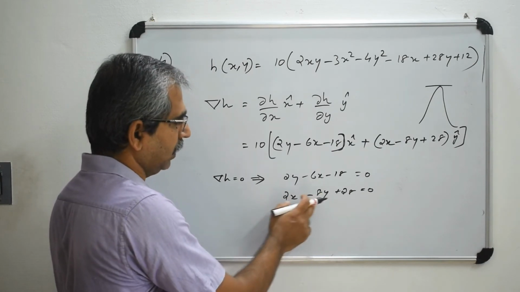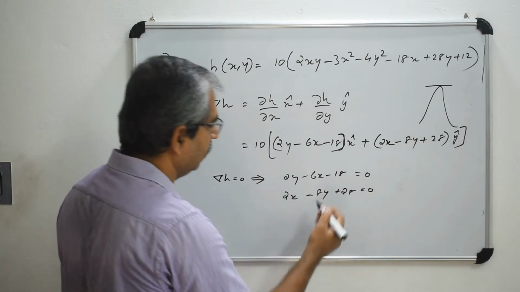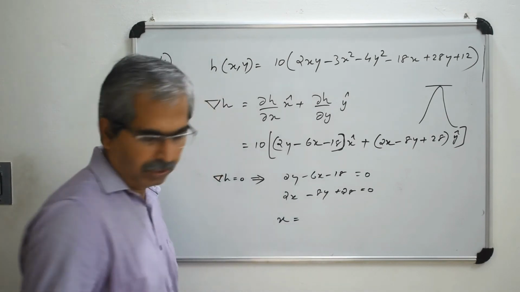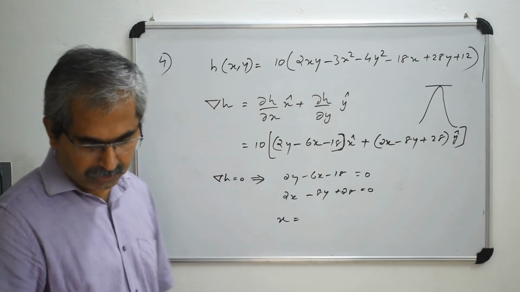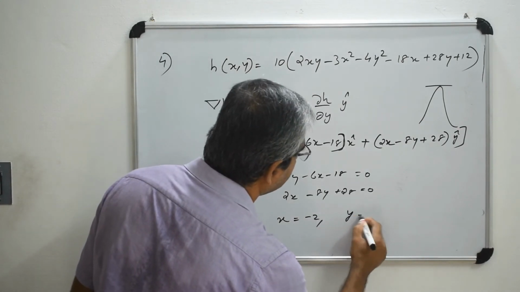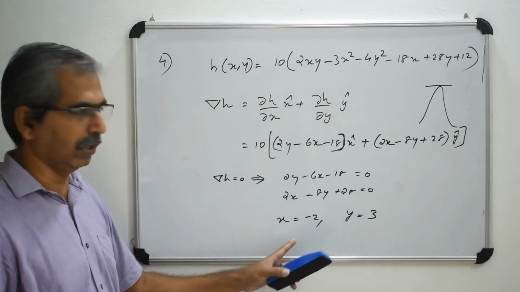So this will be 6x minus 24y and so on. Then you add these two and you can simplify. You will get the value of x and y. Okay. And the values that we will obtain is x is equal to minus 2 and y is equal to 3. So you can solve this and you will get these two values.